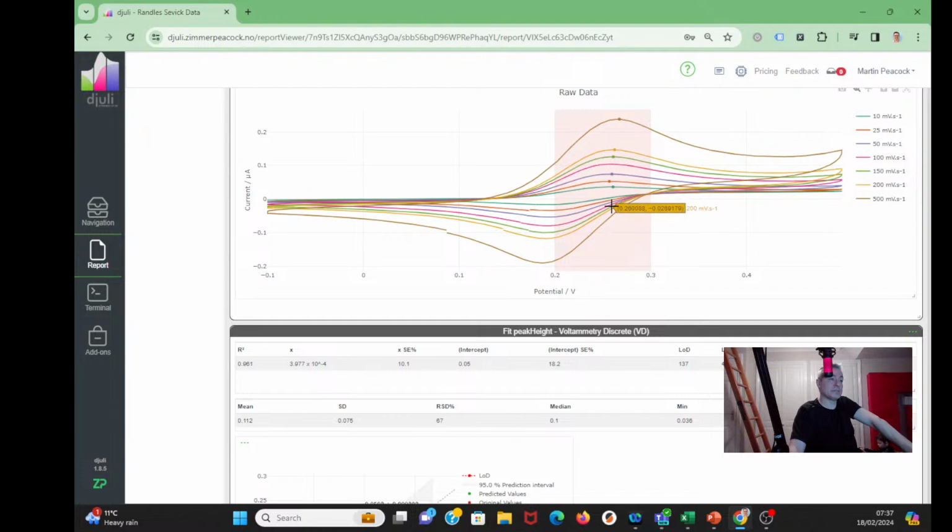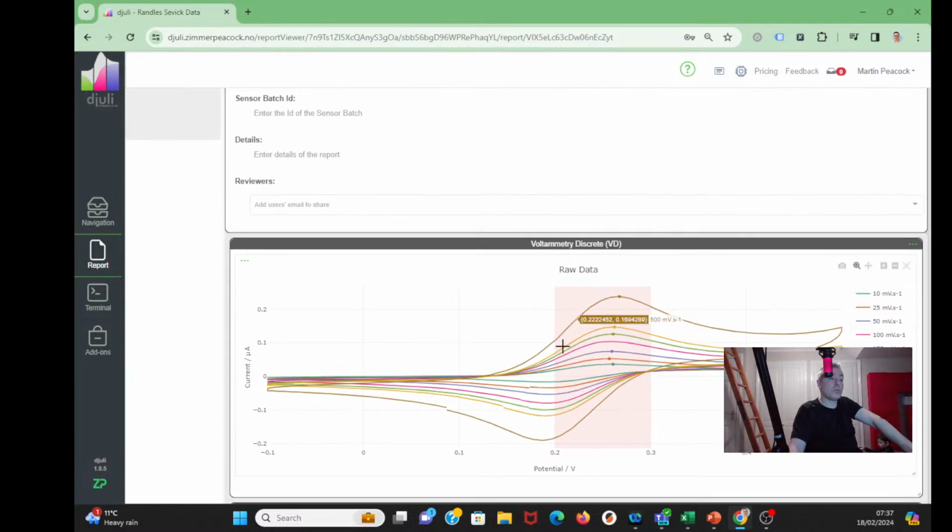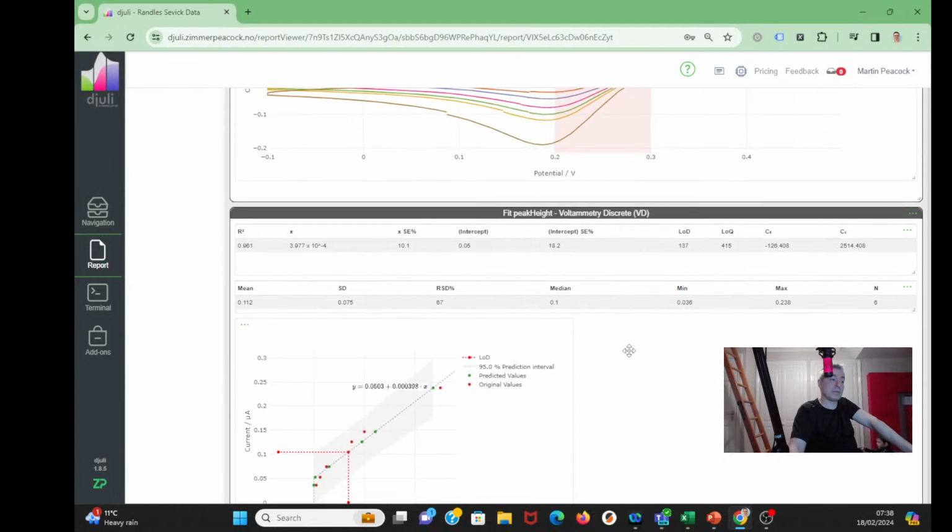So what it's done now is it's opened a window here, and it's centered on 0.25, and it's given itself a window of 100 millivolts in total. So that's basically 0.25 volts plus or minus 50 millivolts. But what's nice to see is I didn't have to drag my cursor around trying to find these peak heights. The software just immediately did it.